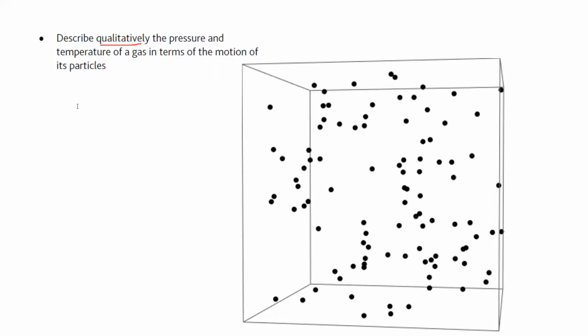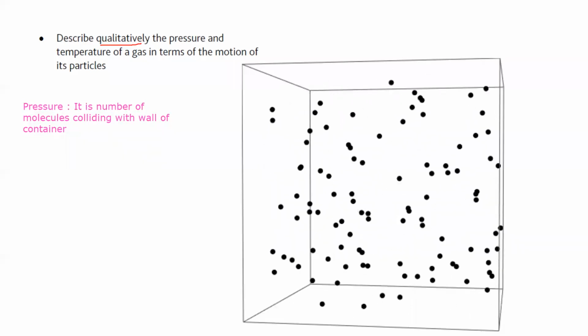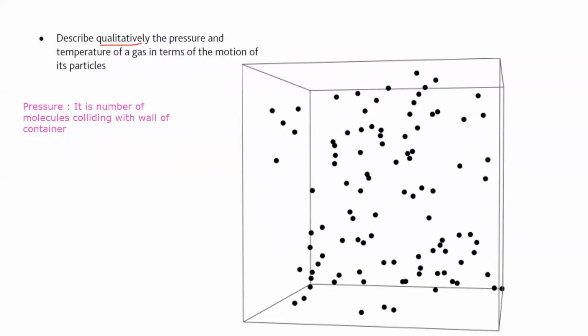So what is the meaning of the pressure of a gas? The pressure of a gas means the number of molecules colliding with the wall of the container. So the number of particles which are hitting the container decides the pressure of the gas.